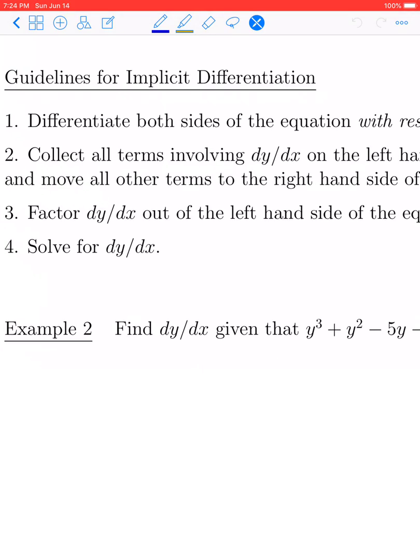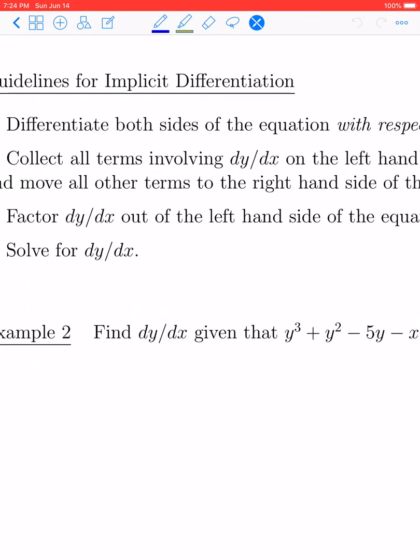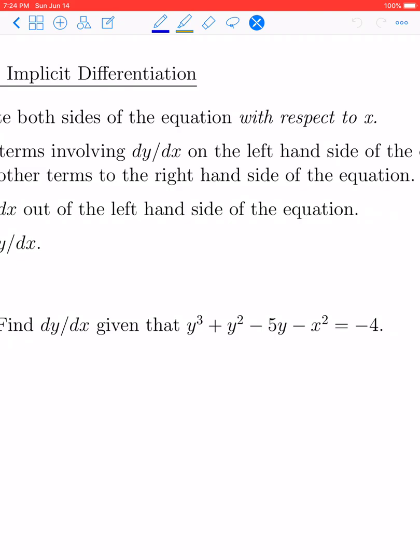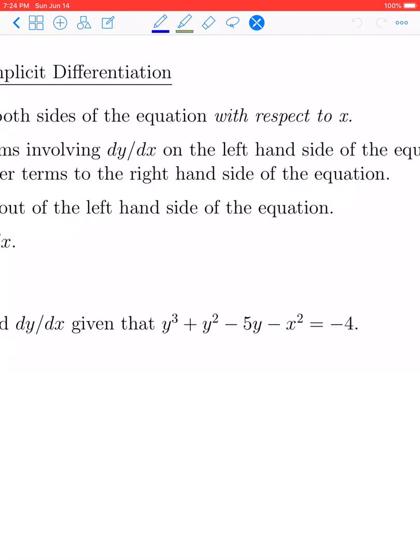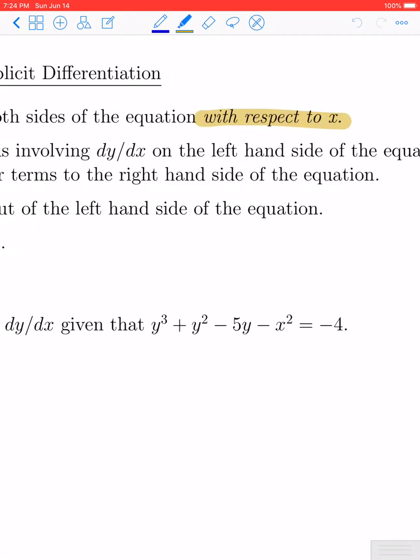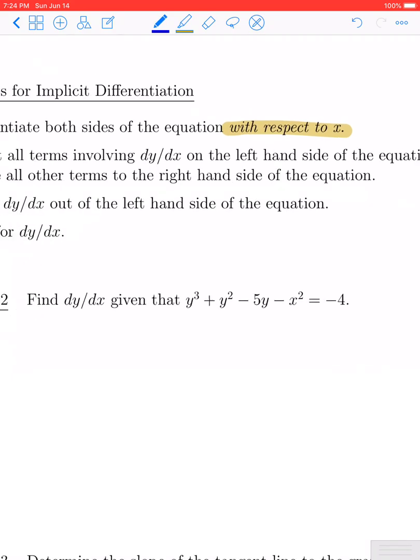Some of the guidelines for differentiating implicitly: we want to find the derivative, so we're looking for dy/dx. We're going to need to differentiate both sides of the equation with respect to the x variable. So we're going to take the derivative with respect to x of both sides of the equation.